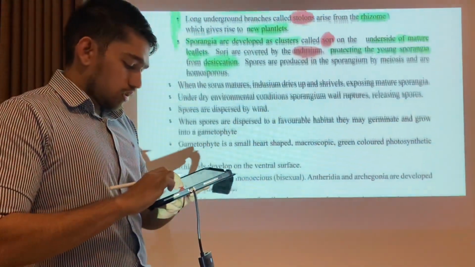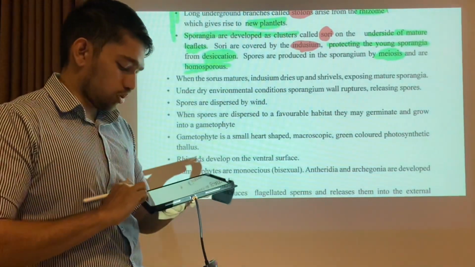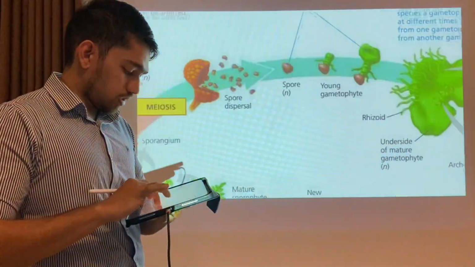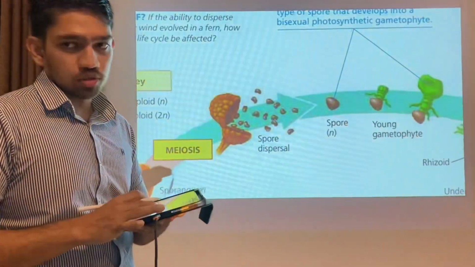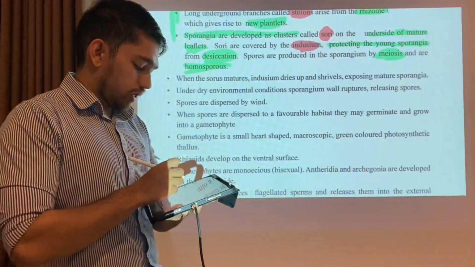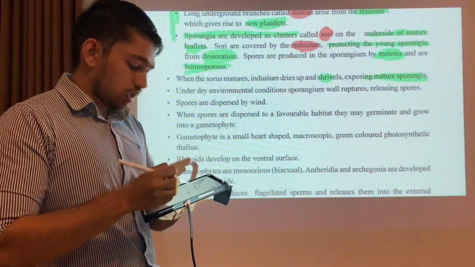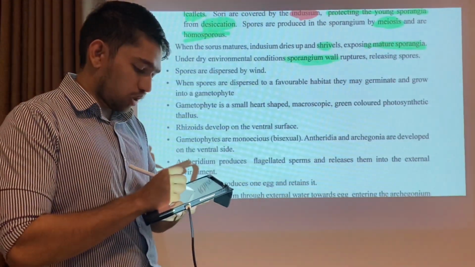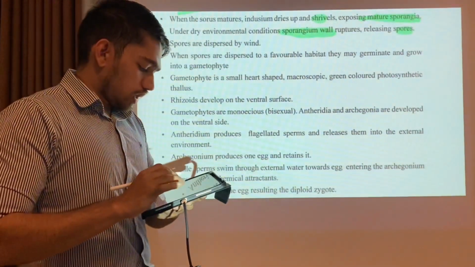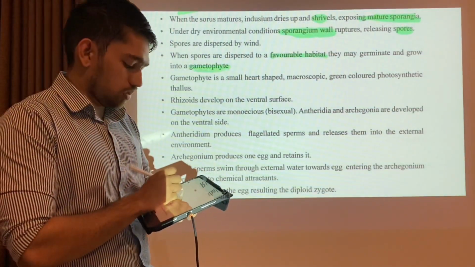right? Then we know spores are produced by the cell division meiosis, and they are homospores. All spores are similar to each other, right? So you can see spores are similar to each other. When this indusium, which is a protective layer, dries up, it will shrivel and expose the mature sporangia, and when the sporangium wall ruptures, spores will be released. Spores are wind dispersed, right? And when they are dispersed to a favorable habitat, they will grow into a gametophyte, right?